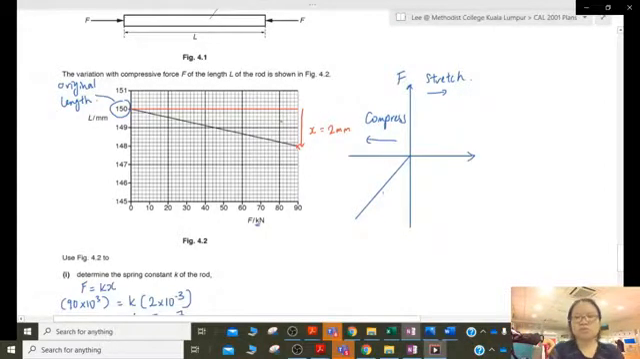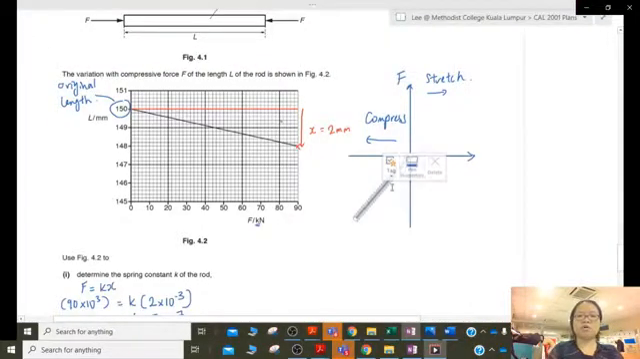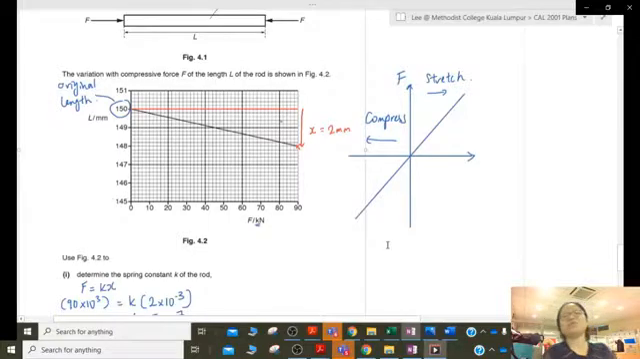Okay, so if you look at this graph, when the extension is negative, it's compressed. When the extension is positive, it's when we stretch the graph. Okay, so stretch. Ta-da! We assume that it is the same, although it is rarely the same.